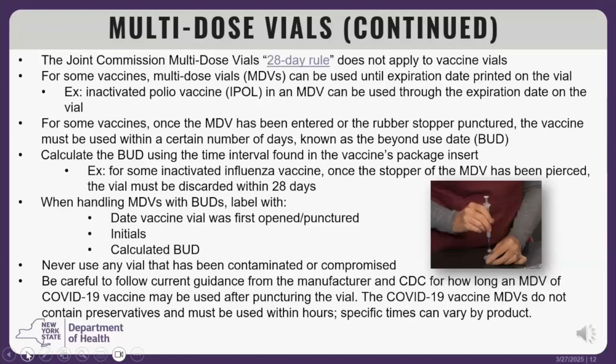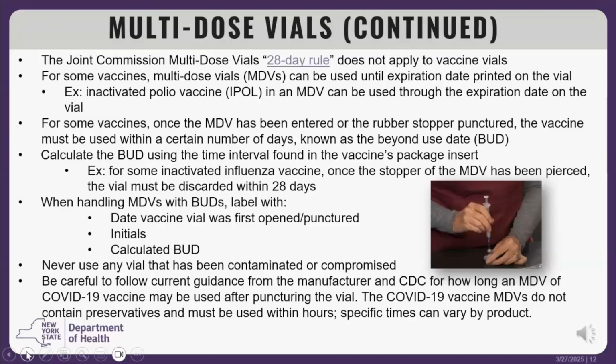Beyond use dates always occur prior to the printed expiration date on the vial by the manufacturer, never after. For example, for some inactivated influenza vaccine, once the stopper of the vial has been pierced, the vial must be discarded within 28 days. When handling multi-dose vials with beyond use dates, calculate the beyond use date using the time interval found in the vaccine's package insert. Label the vaccine with the date the vaccine was opened, the correct beyond use date, and your initials. As a reminder, never use any vial that has been contaminated or compromised in any way.